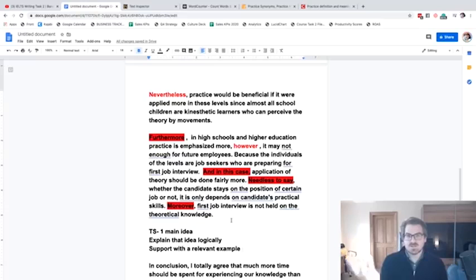In the same way that you would use them in your own native language. You wouldn't go into the test, you wouldn't be writing an email and think, I have to use however, therefore, nevertheless, moreover, and furthermore in this email. It wouldn't make any sense and it would be very difficult to write. So why do you think IELTS examiners are looking for you to do that?